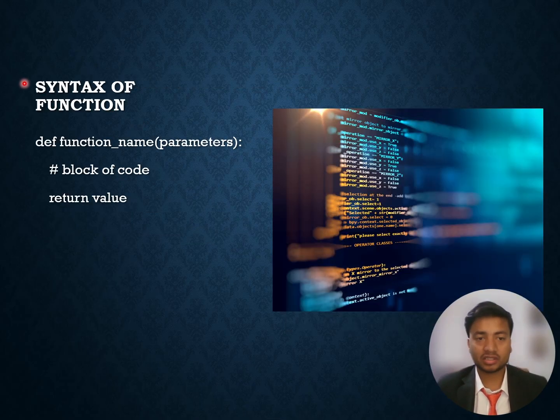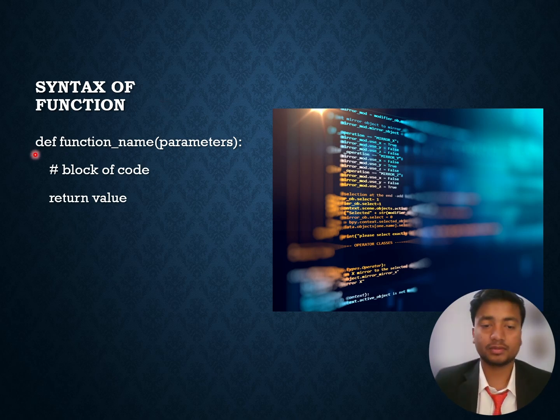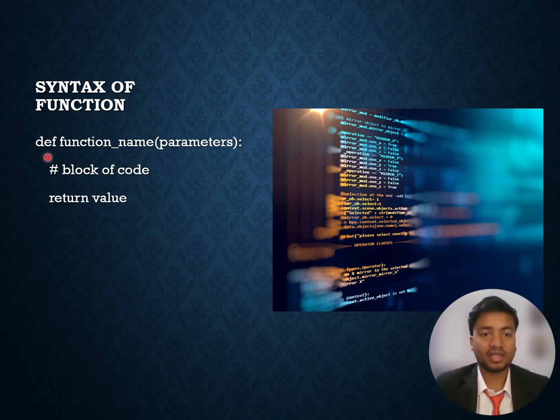In this slide we learn about the syntax of a function. First, def means define. Here we define the function name and give the parameters. A hashtag is used for comments. Under this we write the code, and here we return the value.